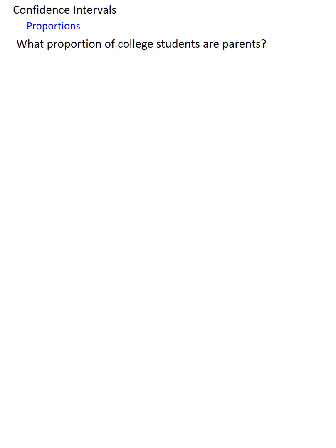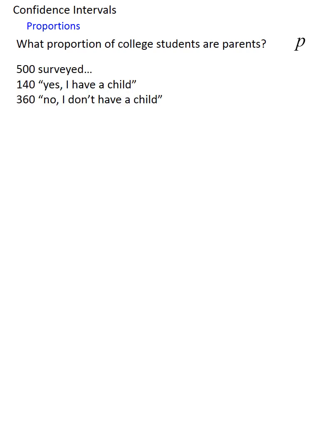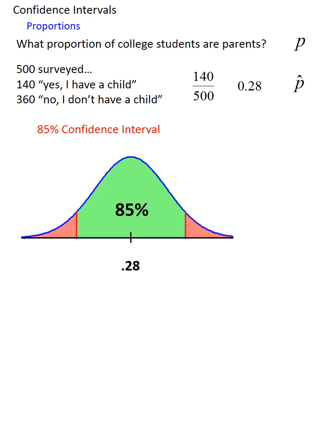So back to the question: what proportion of college students are parents? Well, that's P, and we don't know that and can't know that very practically. So we do a survey, and suppose that we want an 85% confidence interval. What we're going to do is compute our point estimate by dividing the yes by the total, finding out that 28% said yes to the survey, and that P hat is our point estimate. We then take that point estimate and we want to build an 85% confidence interval around it.